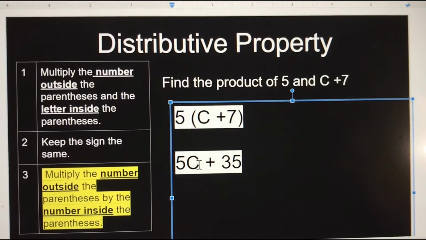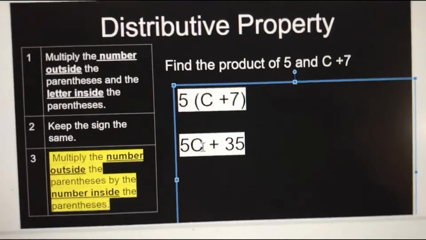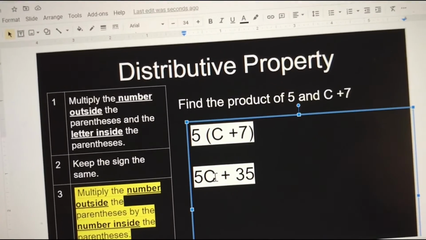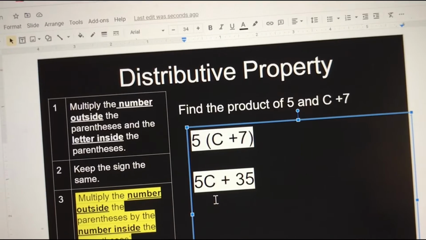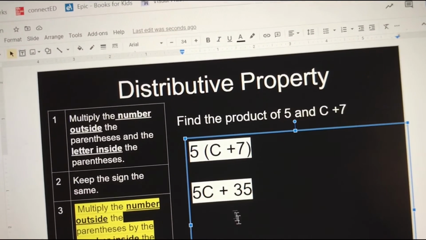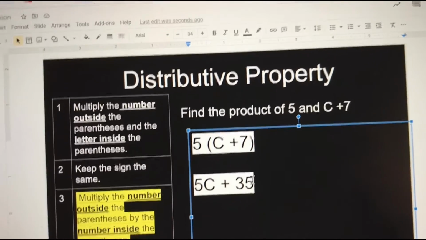Now again, the learning target, the goal was to simplify the numerical expression. We're not going to have an exact answer and get the problem down to a final number because we do not have the value of c. We don't know what the numerical value of the letter c is. So this is as far as we can go as far as simplifying the expression. So this will be our final answer.